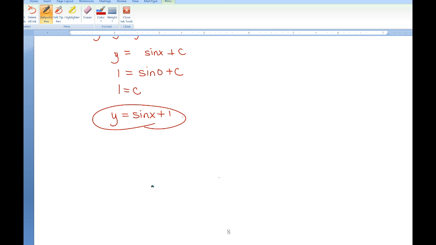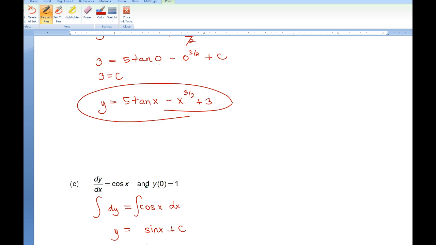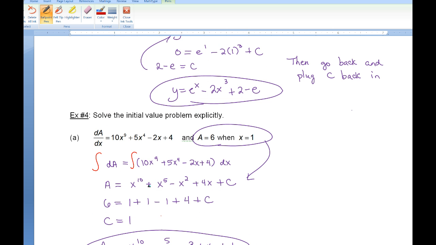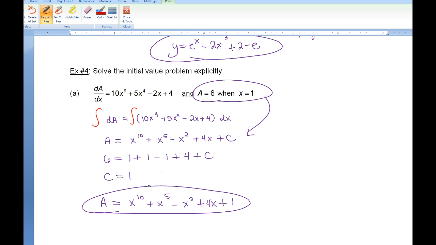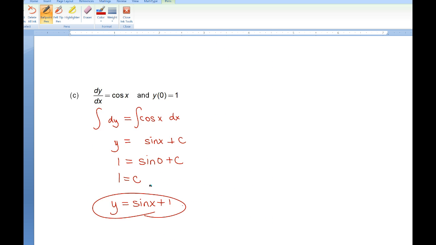For part a, can you go back up? Oh, I forgot to write down the equation. The equation is the antiderivative plus c, and then you plug in your point, and then you solve for c.